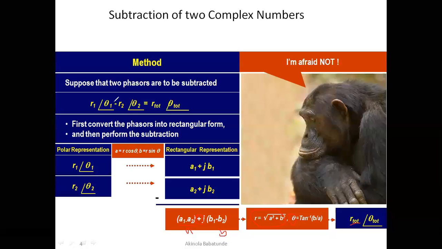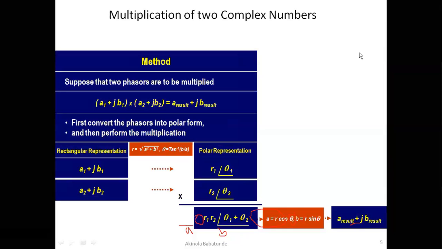Then after dealing with subtraction of complex numbers, the next thing we want to look at is how to multiply complex numbers. Now, how do we multiply? It simply means that here we have A1 plus JB1, and we have A2 plus JB2. When you multiply them together, you have A resultant plus JB resultant. That's what you have here. So now we have the rectangular representation already, as you can see here.